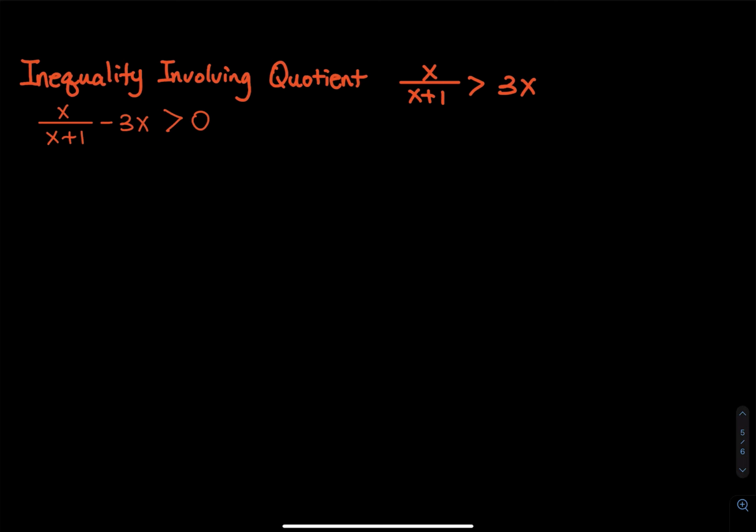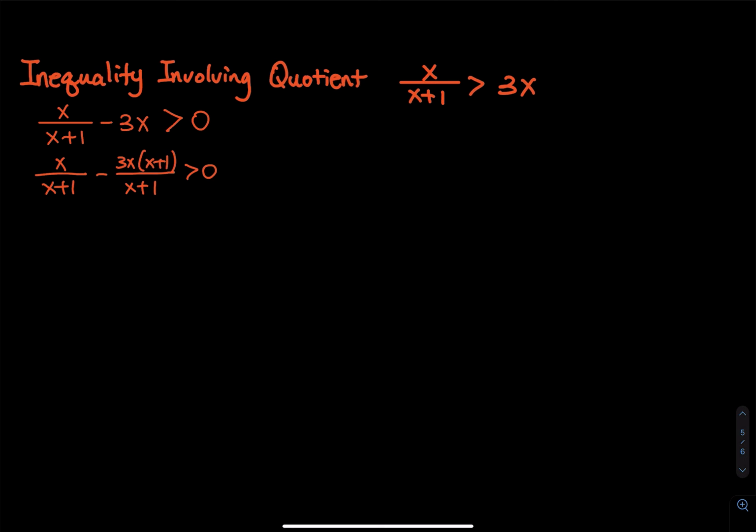And then the next step is you have to get a common denominator. So for the common denominator, I would like to multiply the top and bottom of 3x by x plus 1. So x over x plus 1 and then minus 3x times x plus 1, and then the denominator is x plus 1, greater than 0. And then you distribute the top. So this will be a minus 3x times x.